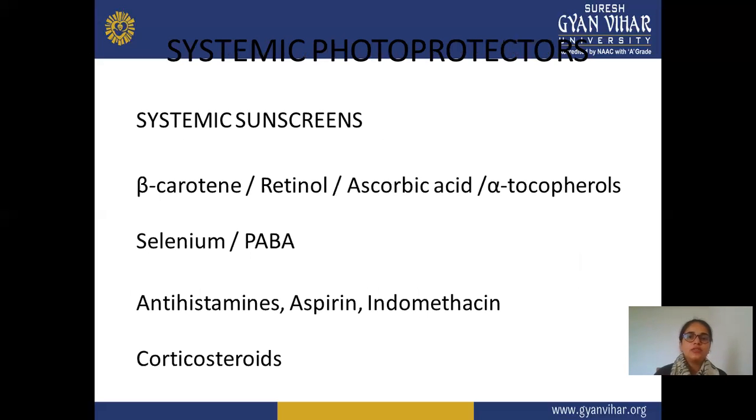Next is systemic photo protector. This is a cream which acts as a photo protector. And this systemic sunscreen is mainly beta carotene, retinol, alpha tocopherol. These are the common ingredients, along with histamines, aspirin, indomethacin, and corticosteroids. These are some photoprotectors, or chemicals that protect from sunlight or act as a photoprotector in systemic sunscreen.